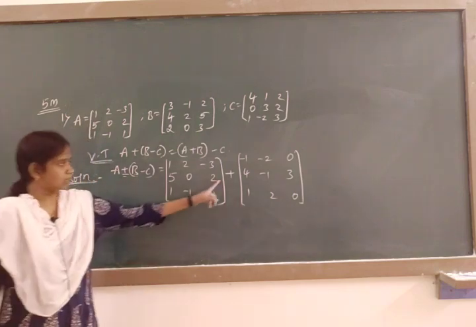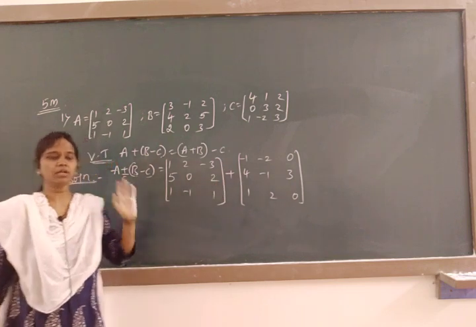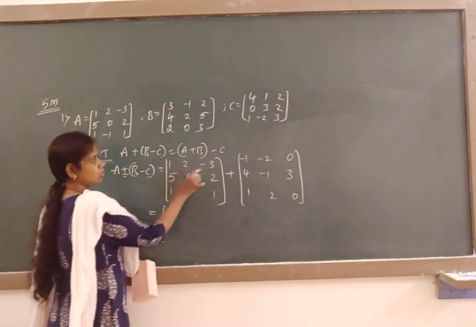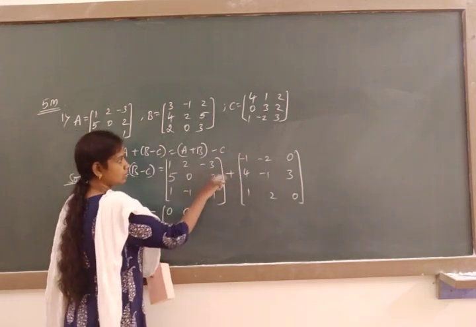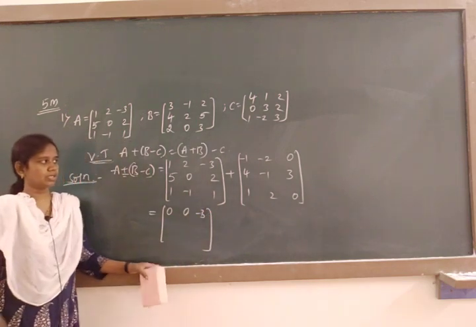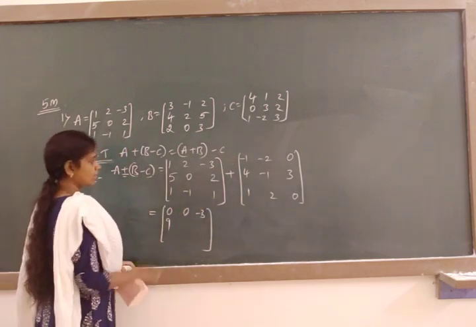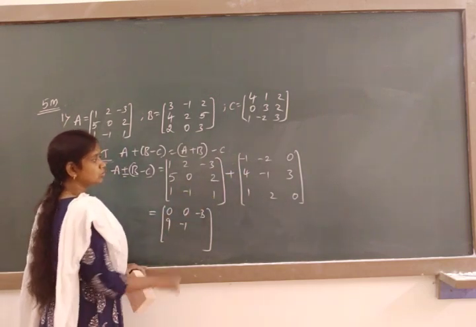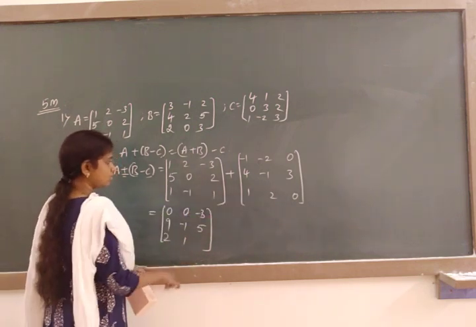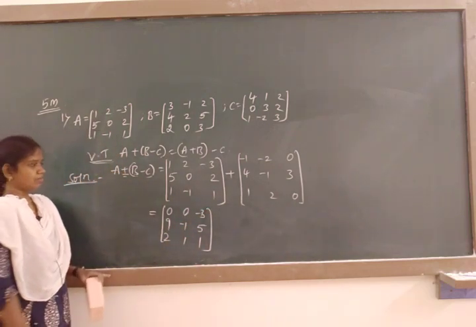Now it says the operation is plus. Whenever plus is there, it means the order should be the same. Yes, it is the same. Corresponding elements are added. 1 minus 1 is 0, 2 minus 2 is 0, minus 3 stays minus 3. 5 plus 4 is 9, 0 minus 1 is minus 1, 2 plus 3 is 5, 1 plus 1 is 2, minus 1 plus 2 is 1, 1 plus 0 is 1. This is A plus of B minus C.